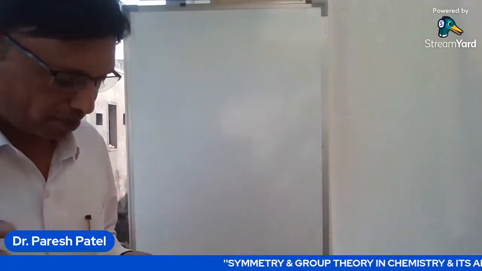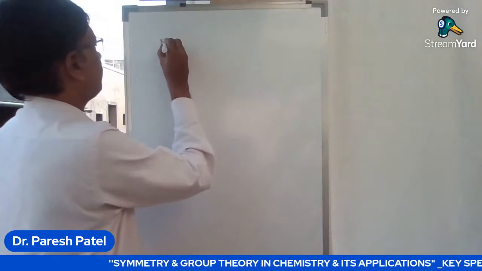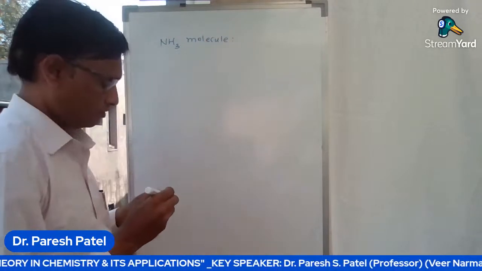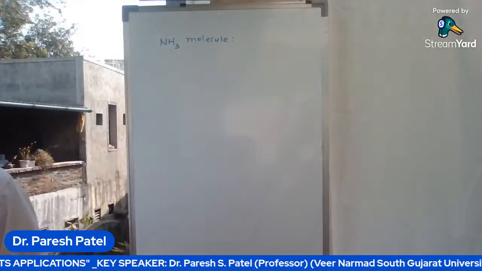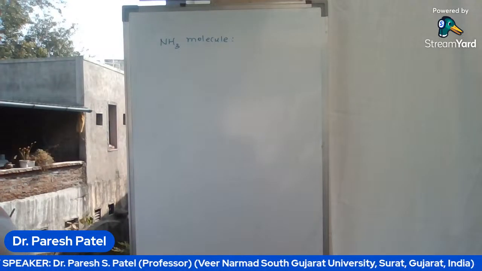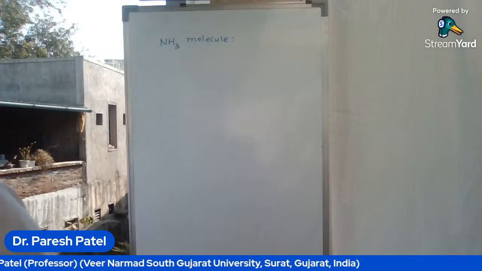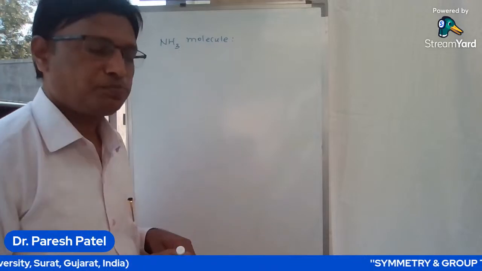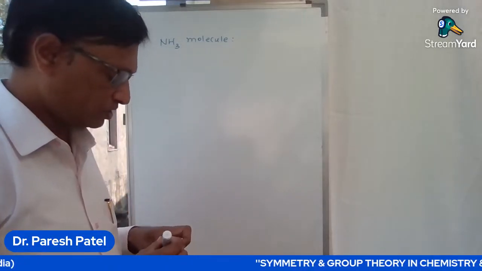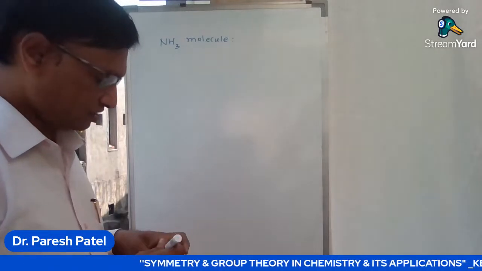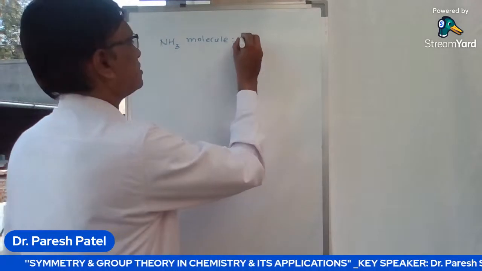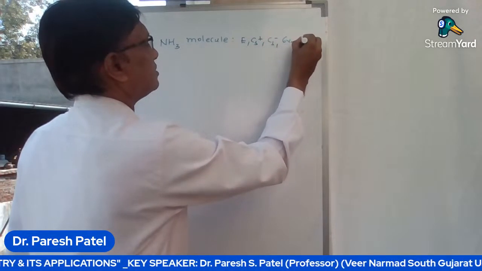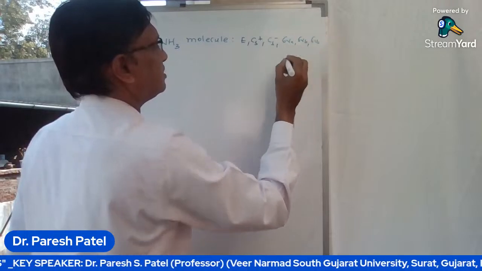Now, the next molecule is the ammonia molecule. The contribution of s orbital, p orbital, and d orbital in the bonding skeletal of the nitrogen atom of the ammonia molecule. We know that the ammonia molecule consists of E, C3 plus, C3 minus, sigma Va, sigma Vb, and sigma Vc symmetry elements.